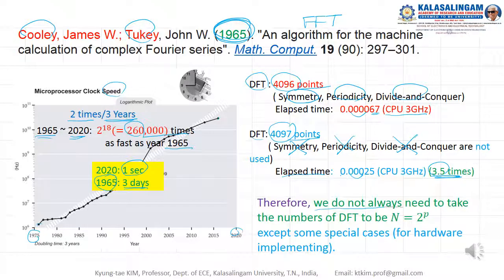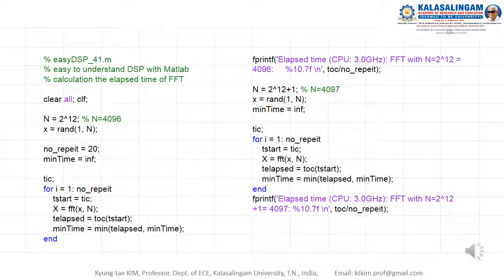Therefore, we do not always need to take a power of 2 as the number of DFT points, except in some special cases. That means we can take any numbers, 4,000, 5,000. We can use any numbers. But if you want to implement some hardware, it's better to use these numbers. This is the source for your reference for measuring the time. Here, in the case of 4096, tick, tock, and from this, 4097, tick, and tock. Then you can use the result like this one.